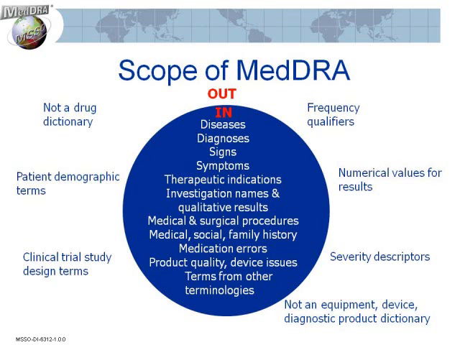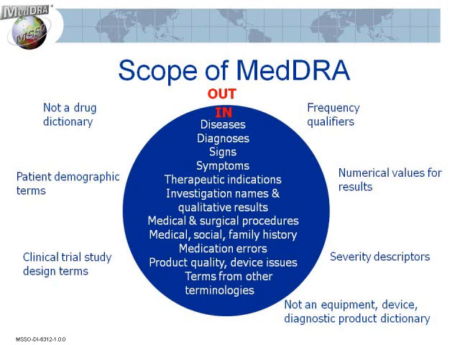MedDRA includes terms related to medical and surgical procedures, medical, social, family history. Although social circumstances are not usually regarded as medical terms, they fall within the medical scope if they are relevant to the evaluation of regulatory data. For example, in the assessment of treatment outcome in the light of exposure to risk factors. An example is occupational exposure to toxic agent.